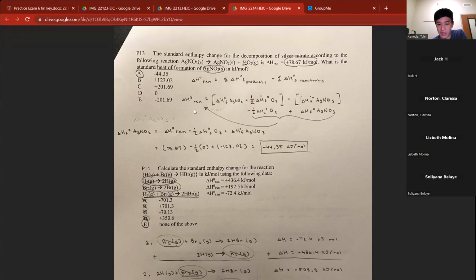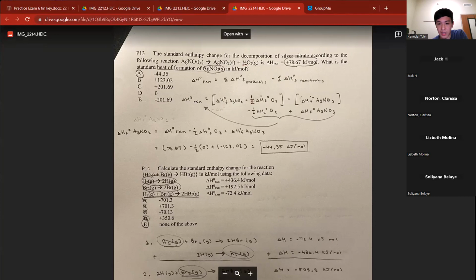And so I can rewrite it as this right here. So the change in enthalpy of the reaction equals, and one of the products is AgNO2, right? I'm going to annotate this. So this right here is one of the products, so I wrote it right here, the enthalpy of formation of AgNO2. Then I also have 1/2 O2 that's formed, and so I got that right here. But note that I also have 1/2 in front.